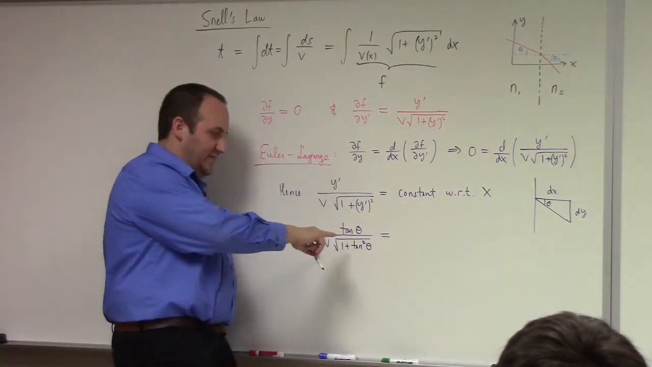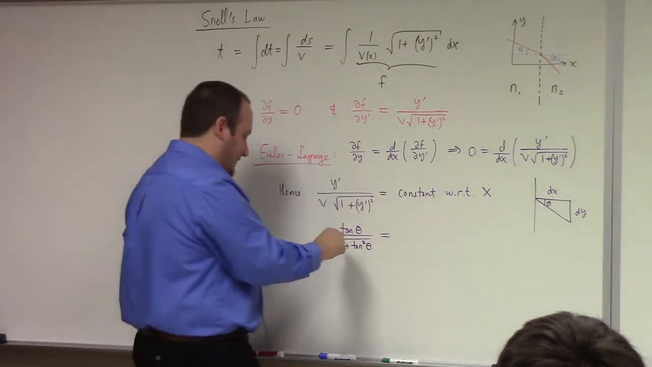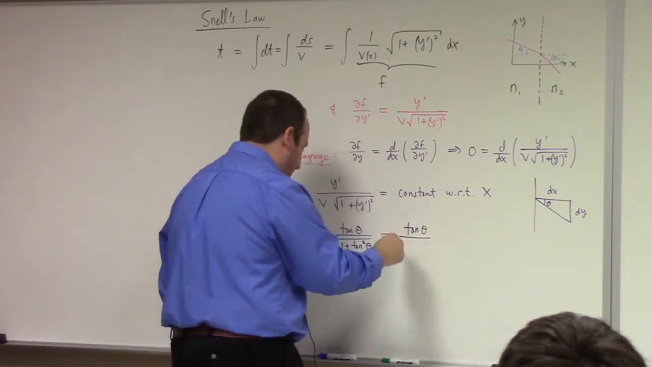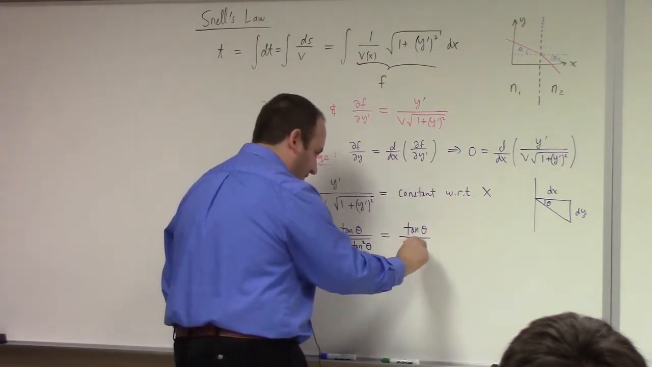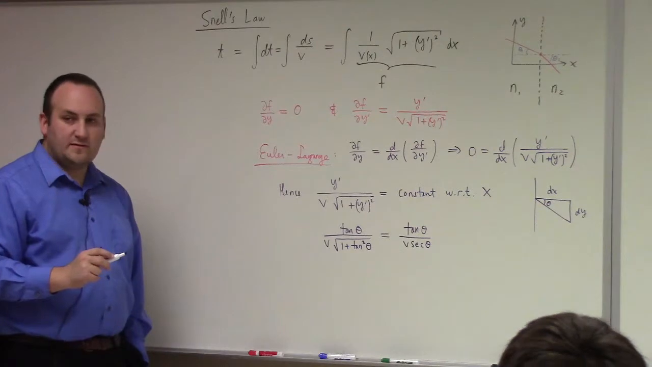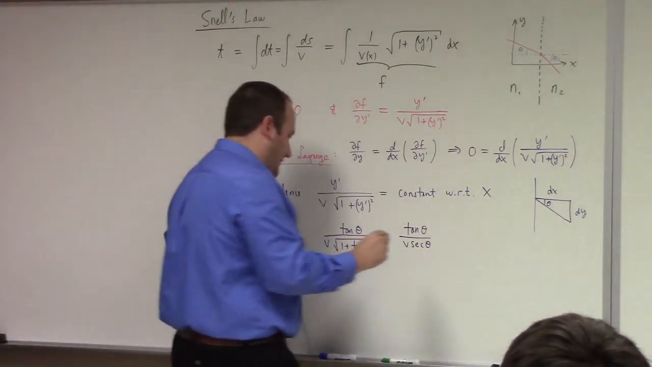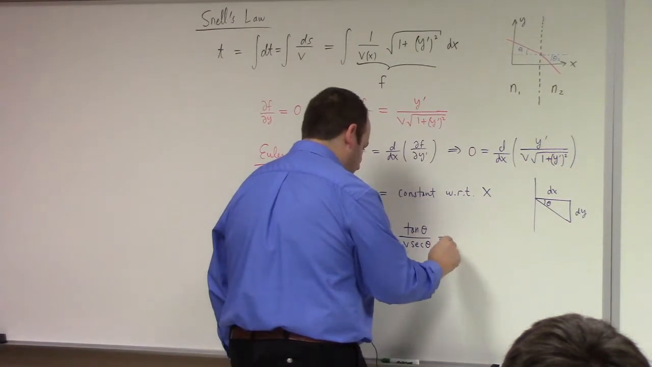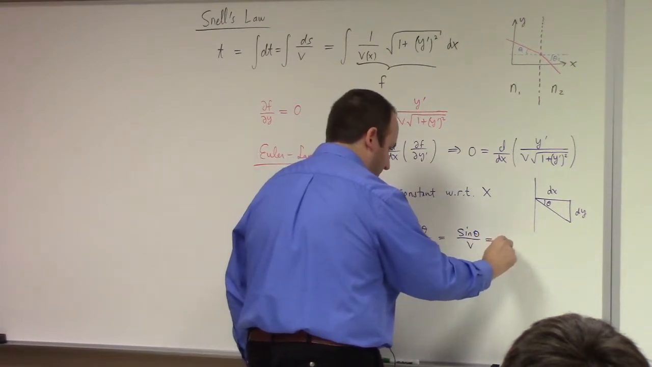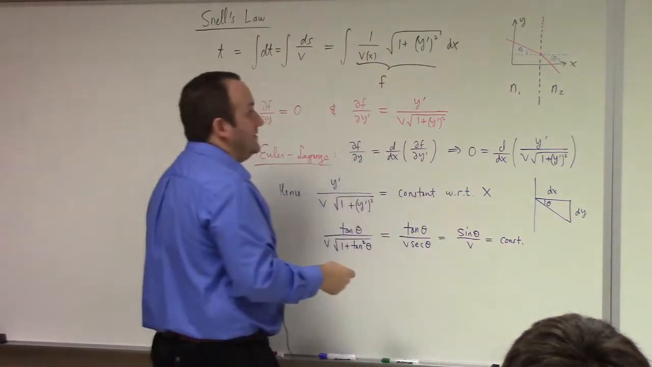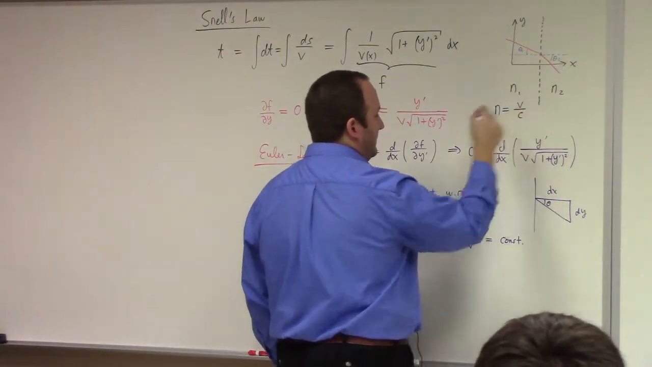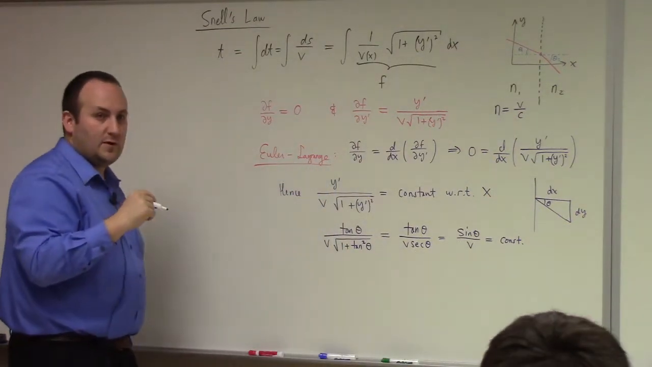So what is this? If this is a constant, you can rewrite this as, well, this is really tangent theta, and we'll take theta to be positive. So this is v secant theta, because that's secant squared. And so what we have then, sine theta over v equals some constant. But how do you define the index of refraction? n is equal to v over c. Oh, wait a minute, other way around.